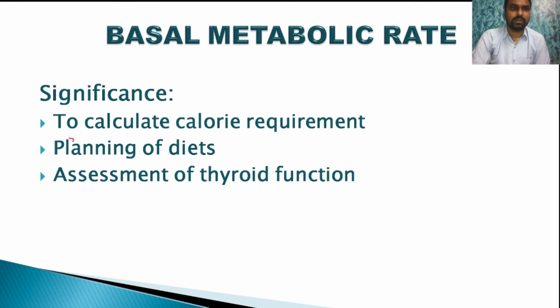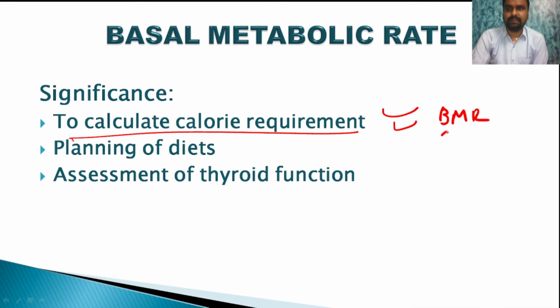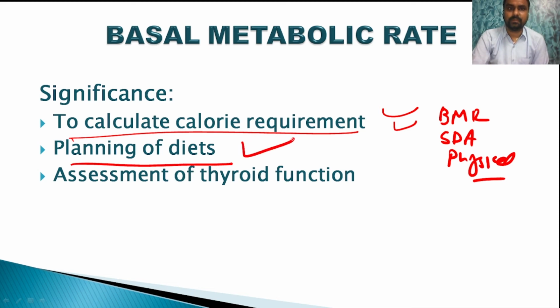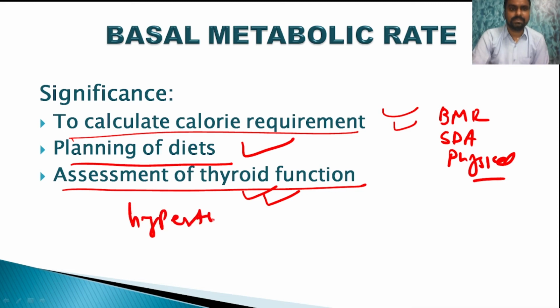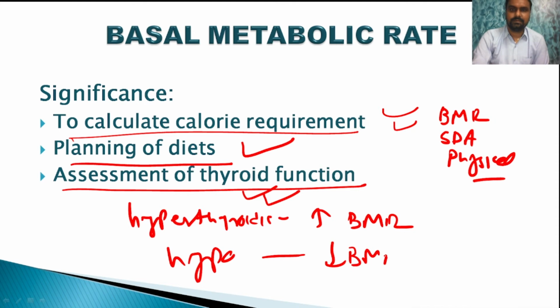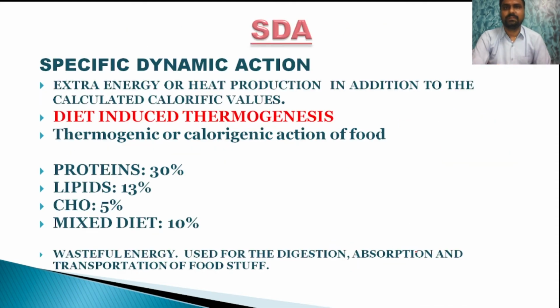It is used to calculate the calorie requirement. We will see that BMR is required, SDA is required, and physical activity is required. Then we can plan the diet according to our basal metabolic rate, and it is used for assessment of thyroid function. As we have already discussed, in a hyperthyroid patient the BMR is high, while in hypothyroidism BMR is less. So this is all about the basal metabolic rate.